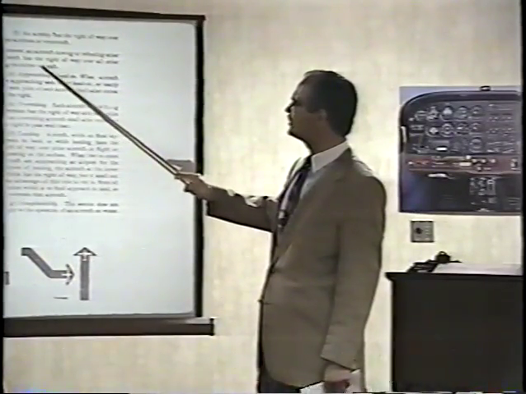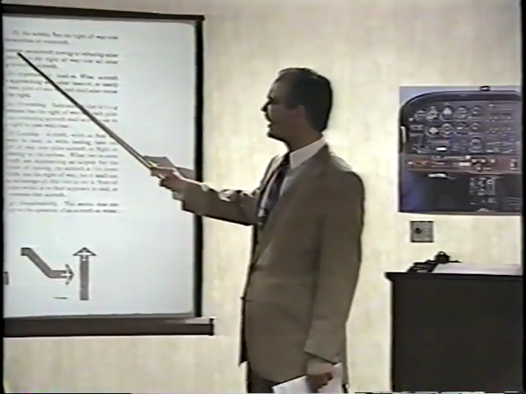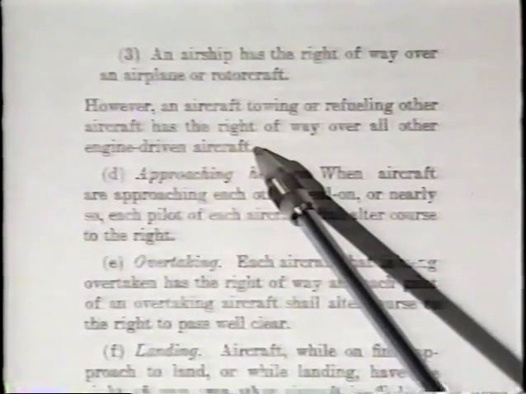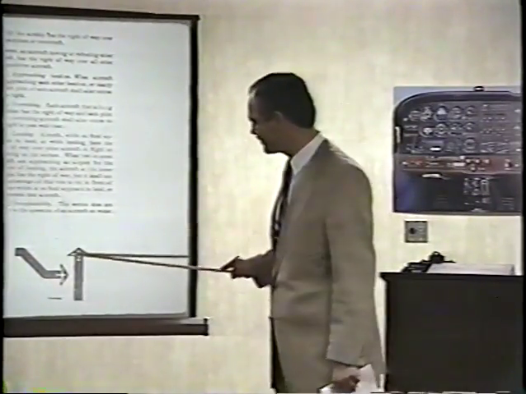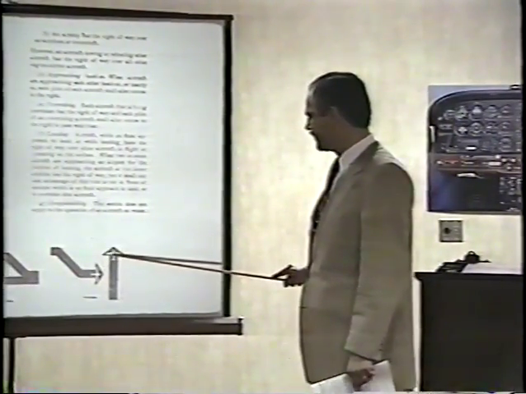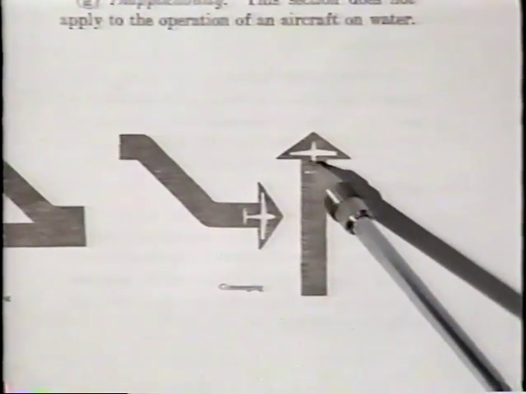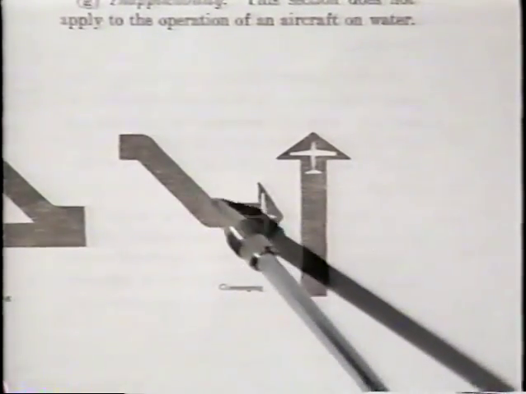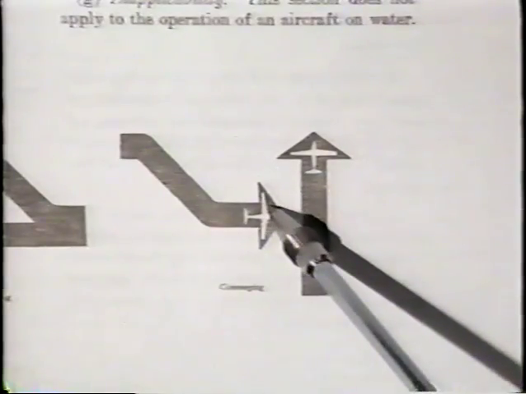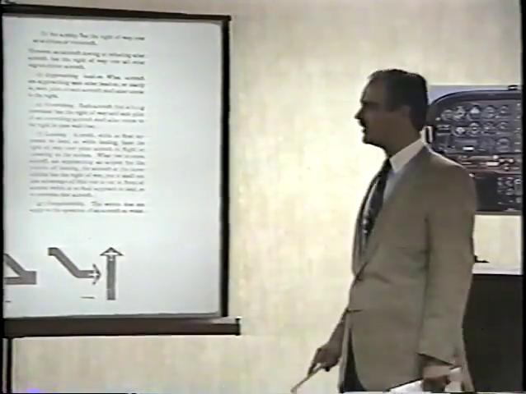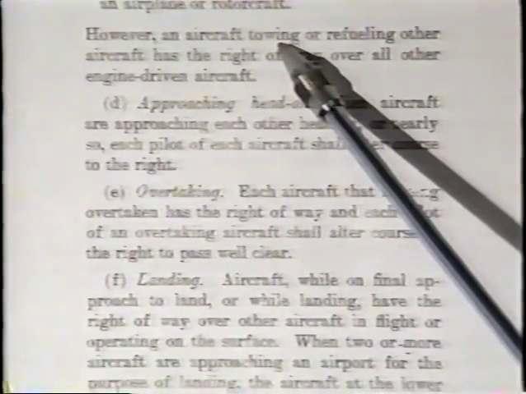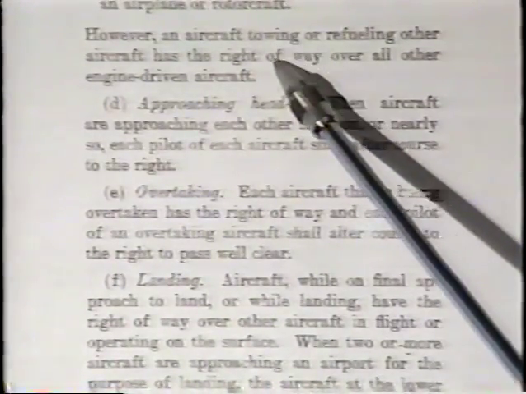Now it says here, and this is on the test, however, an aircraft towing or refueling other aircraft has a right of way over any other engine-driven aircraft. They ask a question on the test and it says, for instance, you're on the right, and on the left you see an airplane towing a glider. Who has a right of way? The plane towing the glider. You would have to yield right of way to him because a towing operation has a right of way. Now, it says approaching head-on.